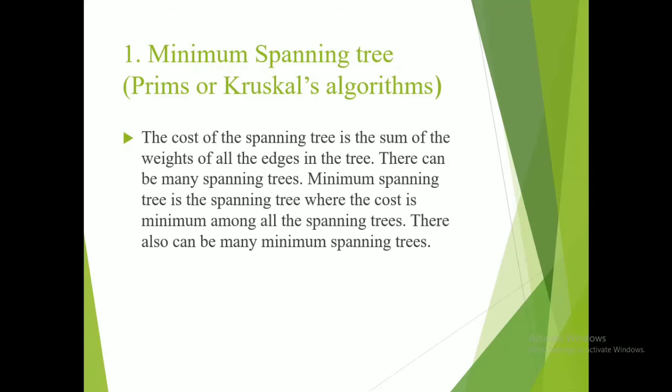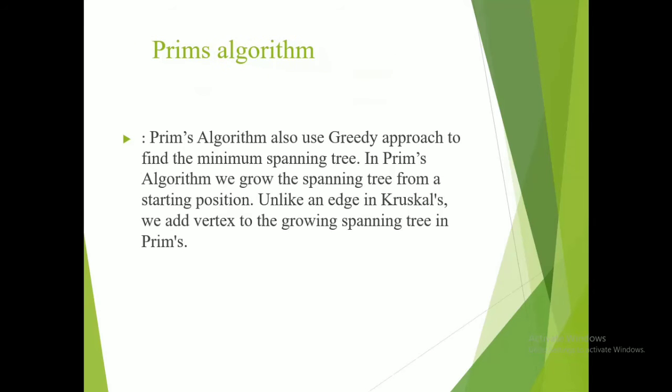First, minimum spanning tree, Prim's or Kruskal's algorithm. The cost of the spanning tree is the sum of the weights of all edges in the tree. There can be many spanning trees. A minimum spanning tree is the spanning tree whose cost is minimum among all the spanning trees. There can also be many minimum spanning trees.